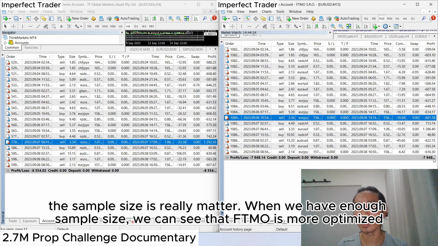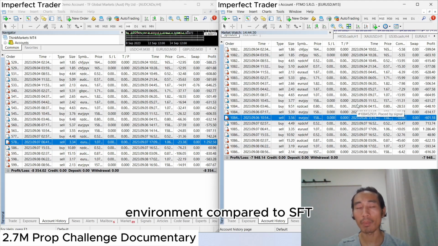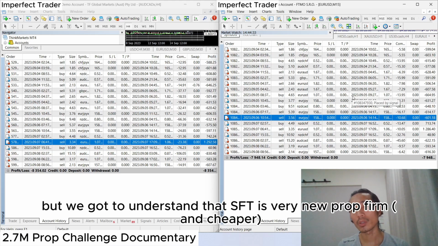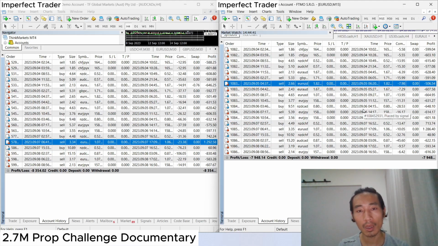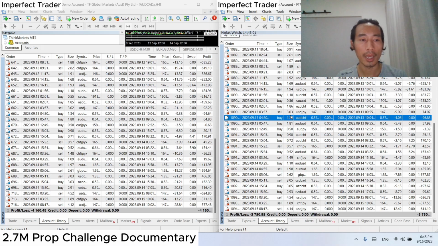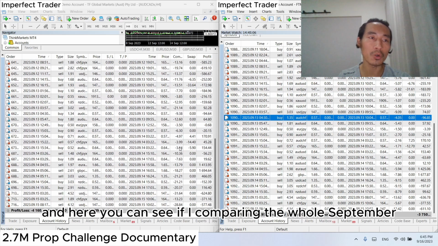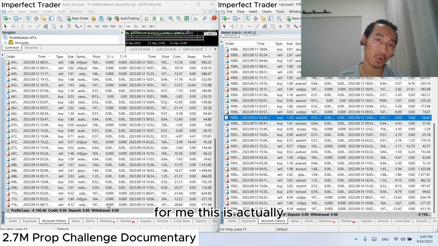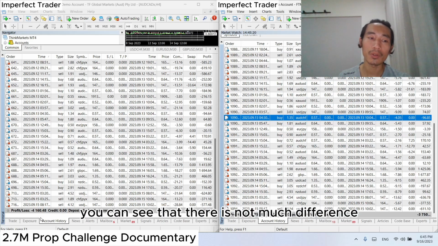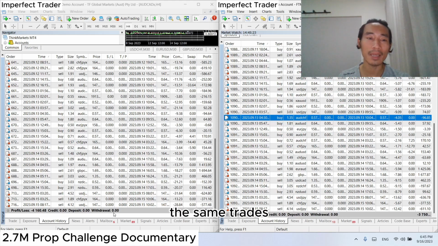When we have enough sample size, we can see that FTMO is a more optimized environment compared to Skill Funded Trader. But we have to understand that Skill Funded Trader is a very new platform, and FTMO has been here for so long. That is something to keep in mind as well. And here you can see, comparing the whole of September on Think Market and the whole of September on FTMO, for me there is actually no excuse for a trader to fail a challenge, because they're not much different. It's the same trade, with just a very little difference in the P&L.